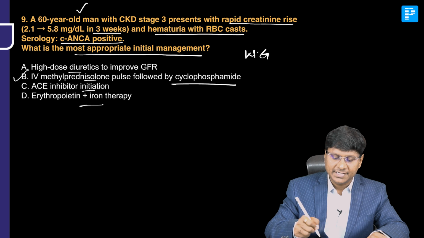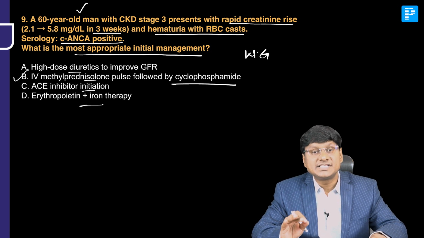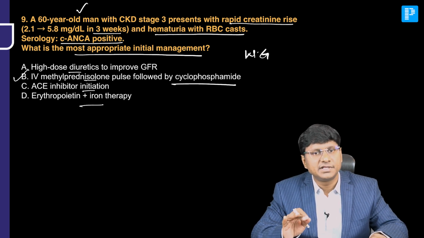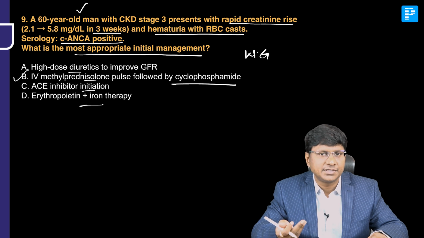Intravenous methylprednisolone pulse followed by cyclophosphamide. So this is the treatment in case of Wegener's granulomatosis, right? And why are you considering Wegener's granulomatosis?